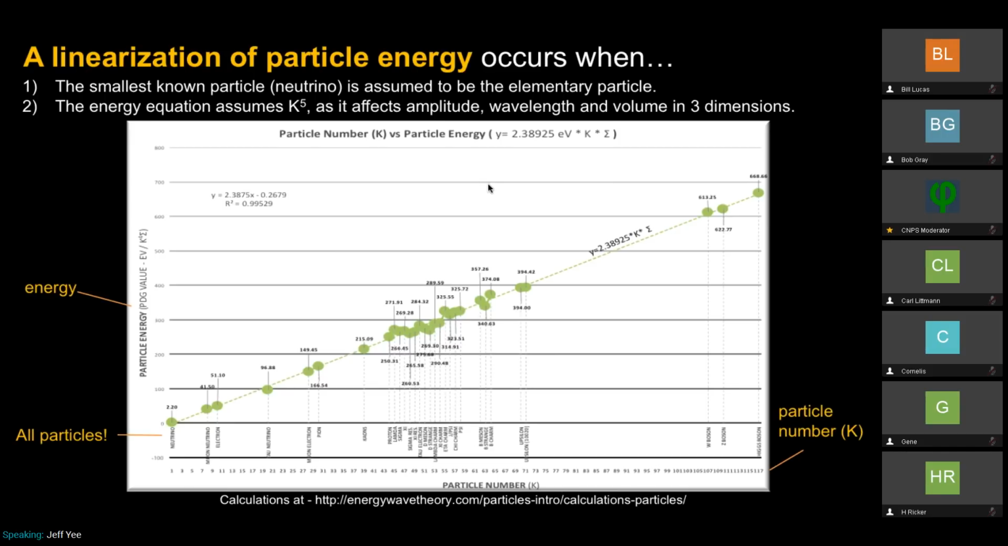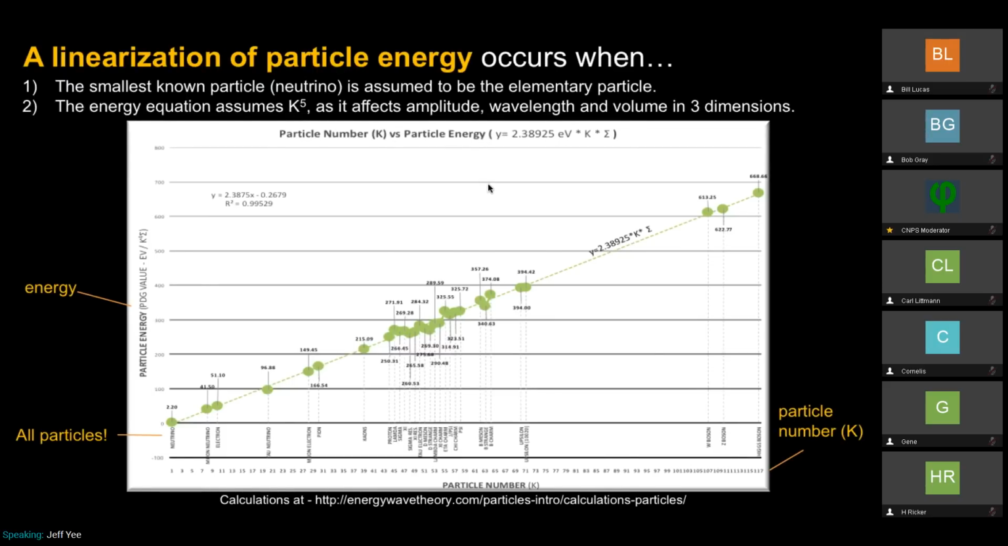Oh, sorry, one thing I need to point out before I move to the next slide, which is it only becomes linear if you take that particle number K to the fifth power. And I think that's why it wasn't easy to spot. And the reason why it's the fifth power is the assumption that I mentioned on the previous page, which is that it increases amplitude and wavelength, but it also increases the volume that is being measured, because it extends the standing wave volume out from the center as it's proportional to the particle number K. And that's why I believe that it's K to the fifth.